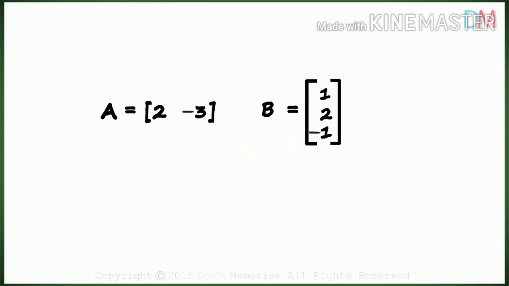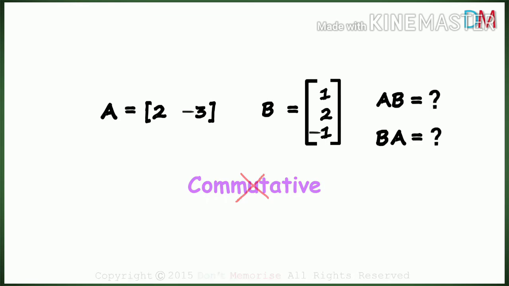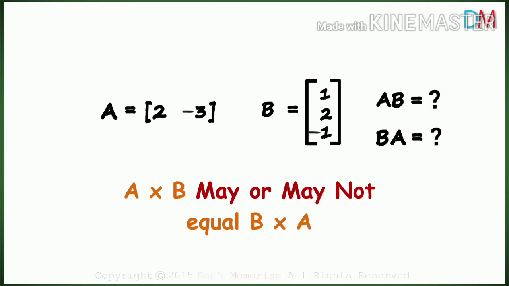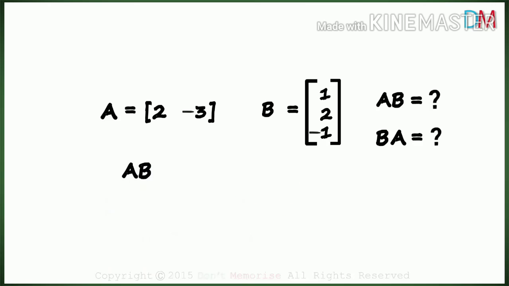We are given two matrices A and B and asked to find AB and BA. Unlike numbers, matrices are not commutative. The product of A with B may or may not equal the product of B with A. Let's find the product of A with B first.